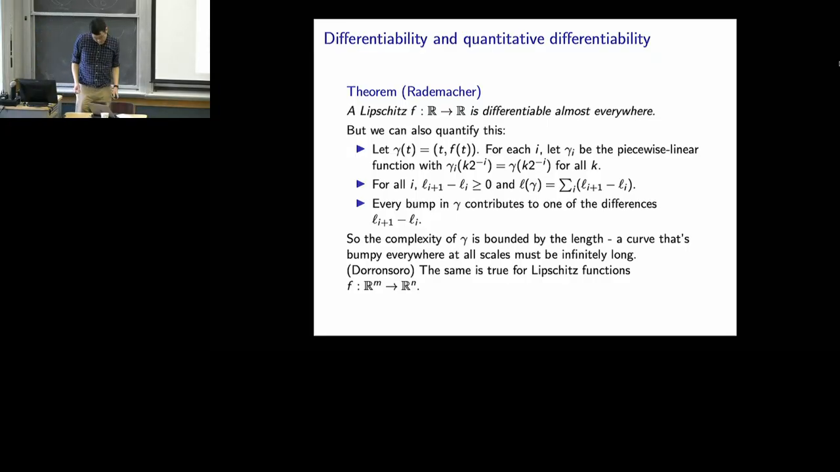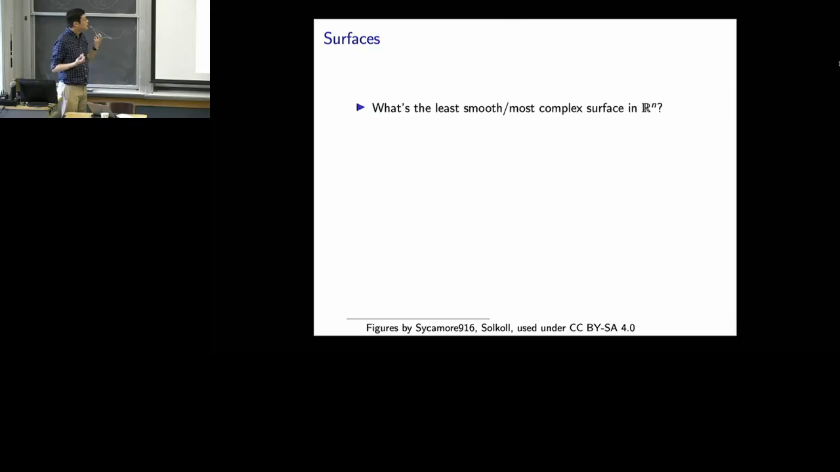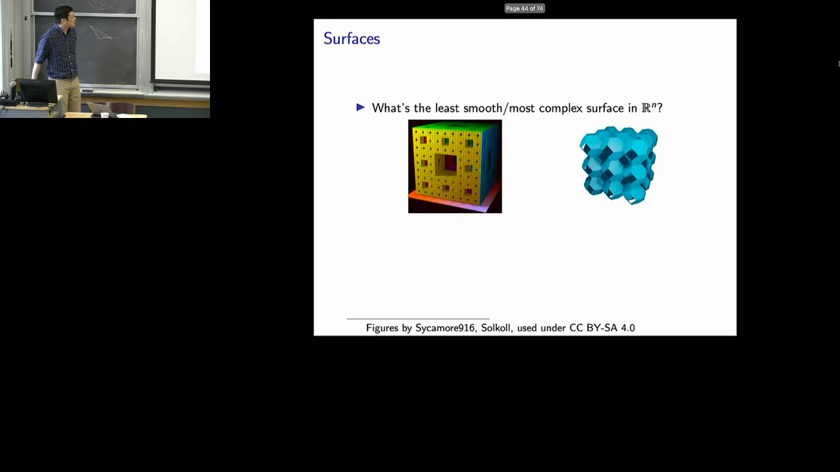So for functions, we can do this. What about surfaces? Can we quantify, in some sense, the topology of a surface? Can we quantify how complicated a surface is? Can we answer the question, what is the least smooth or the most complex surface in R^n? Now, there are obvious problems with this question. Here are some problems.